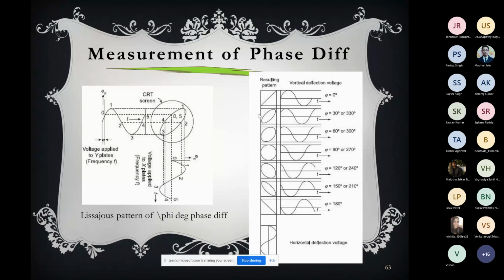Now, if the angle becomes 120 degrees, what will we get? You will get an ellipse whose axis will be on the second quadrant and fourth quadrant. If it is 150 degrees, you will get a thin ellipse whose axis will be on the second and fourth quadrant. If you give 180 degrees, it will become a line again, whose axis will be on the second and fourth quadrant. So these are the typical values of the phase difference, and the figure shows how the Lissajous pattern will look.